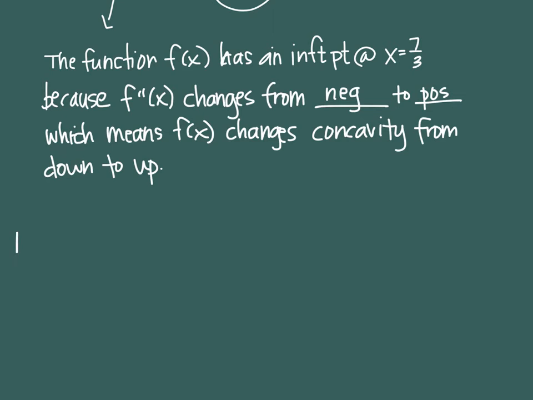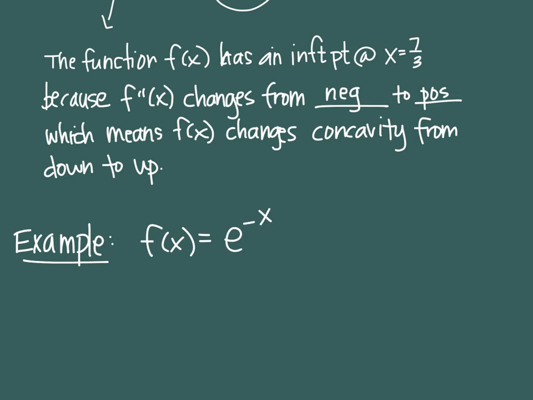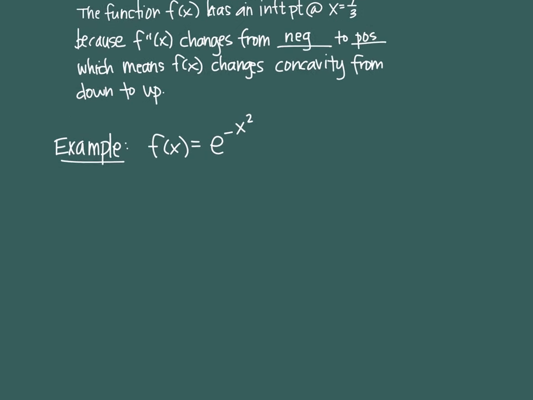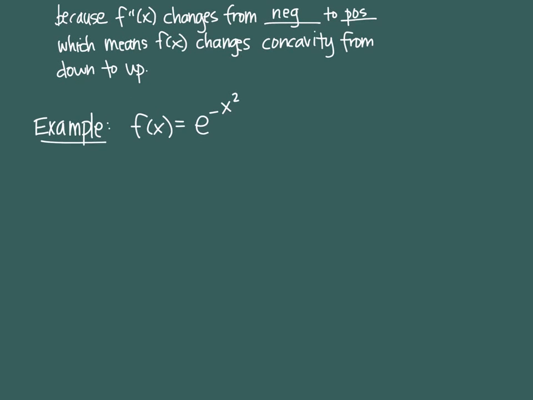So let's do one more example. And we're going to do this to an exponential function. So we're going to do this to f of x equals e to the negative x squared. So we're going to perform first and second derivative analytics on that to figure out what's going on.